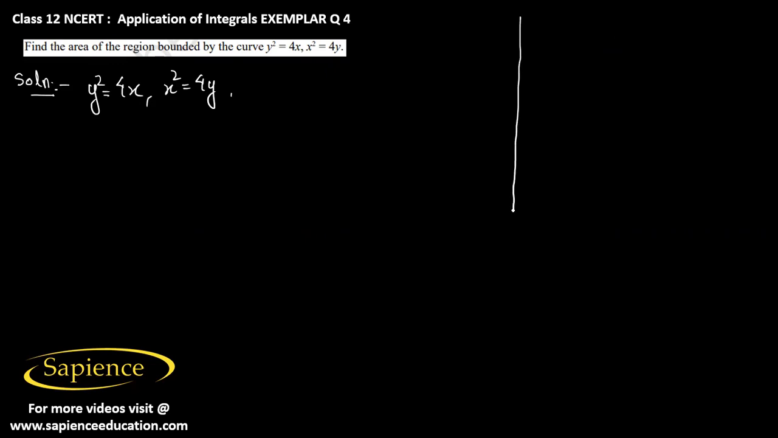So we will solve this question. Here the equations of the curves are given as y square equals 4x and x square equals 4y. So we should draw the approximate graphs of these functions.